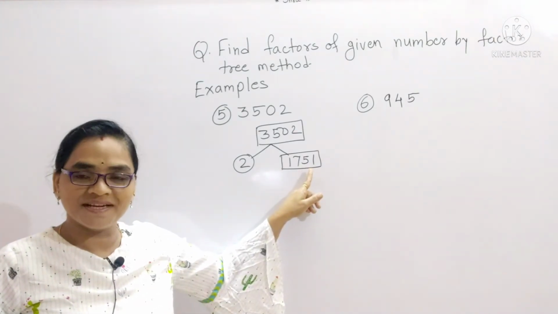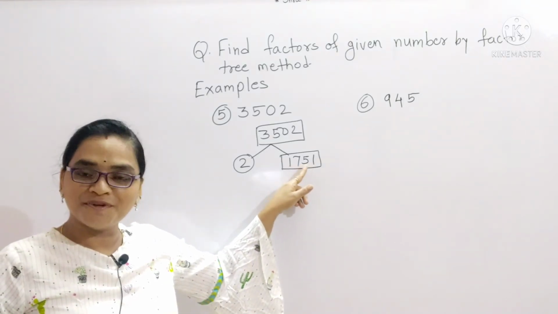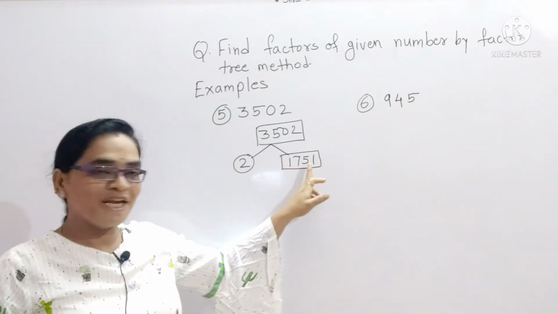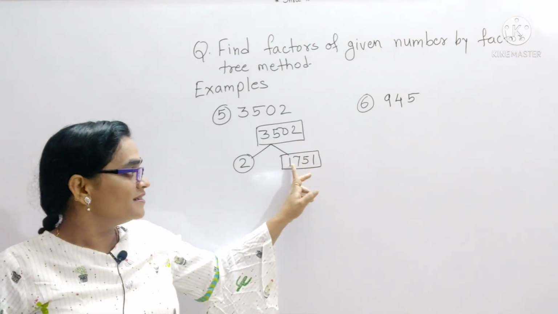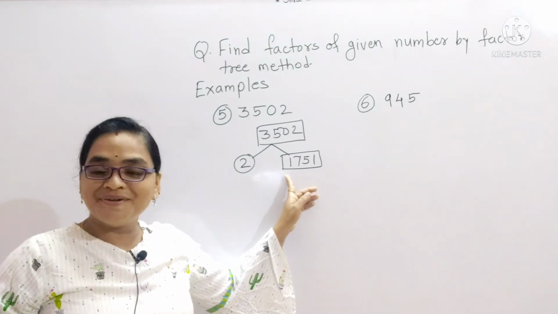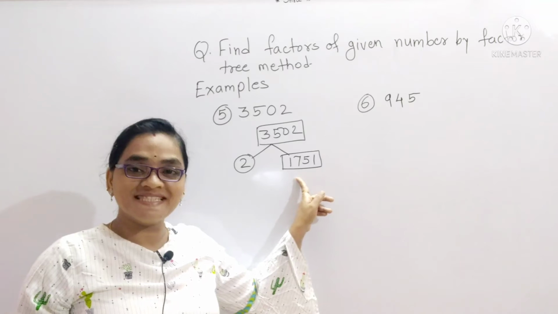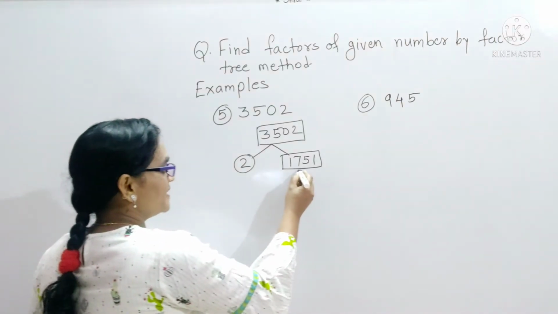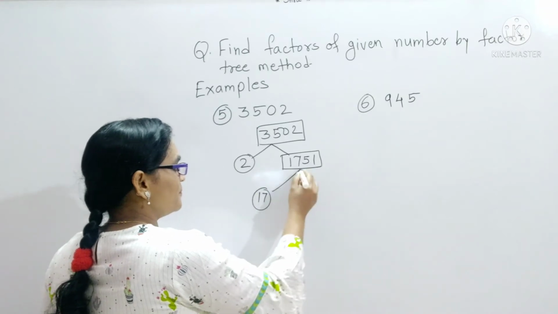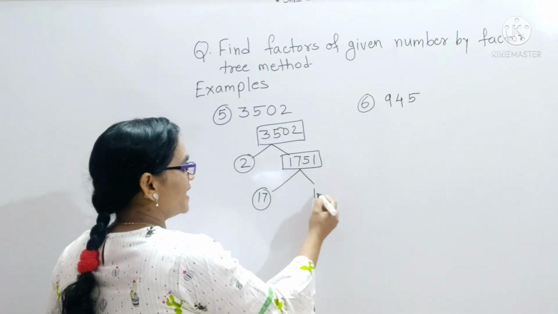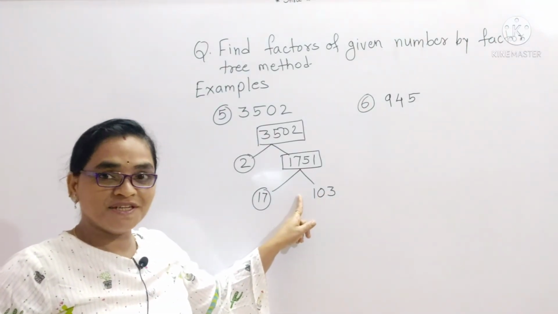No, ones place is 1. By 3? 1 plus 7 is 8, 8 plus 5 is 13, plus 1 is 14, means not by 3. By 5? No, it does not have 0 or 5 at the ones place. Then 7? No. 11? No. 13? No. This number is directly divisible by 17. Then divide by 17. 17 1s are 17. 5 carried out, not possible. 17 3s are 51. See, you may get a question like this.